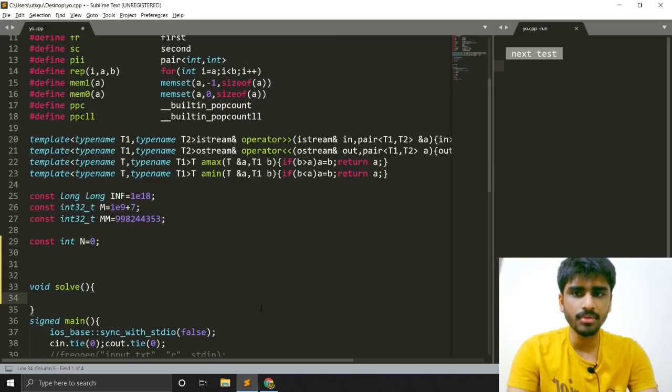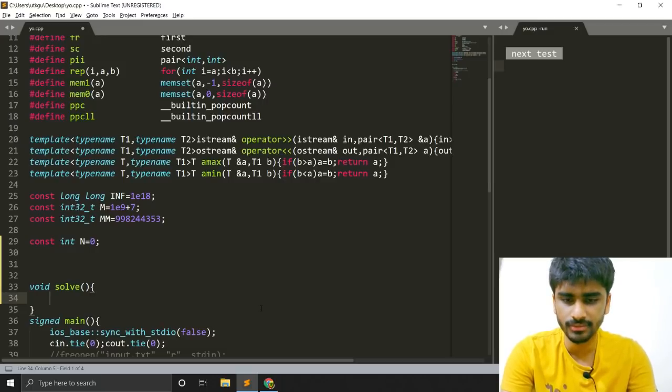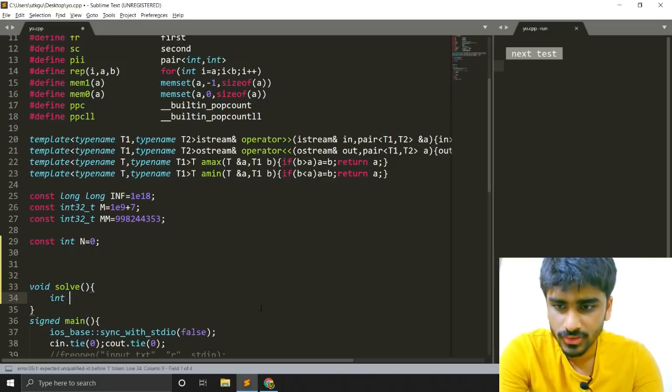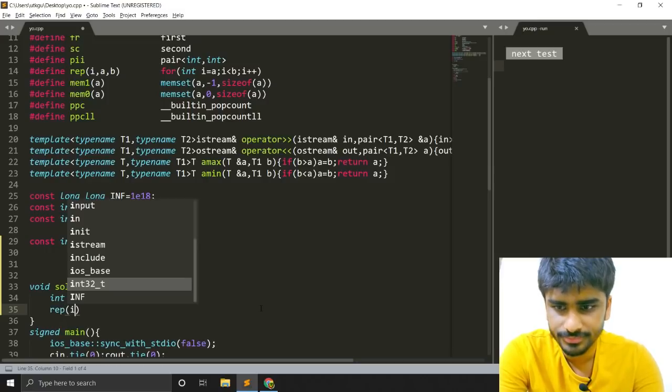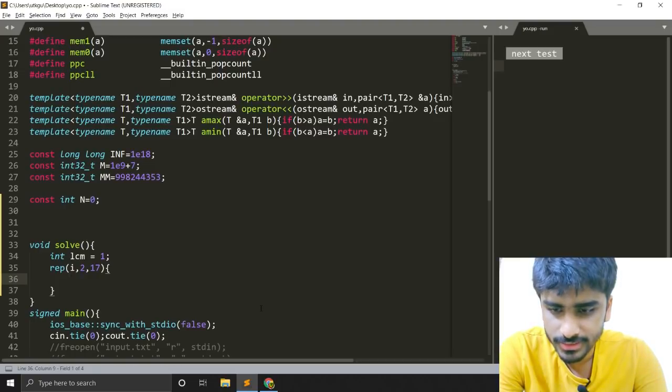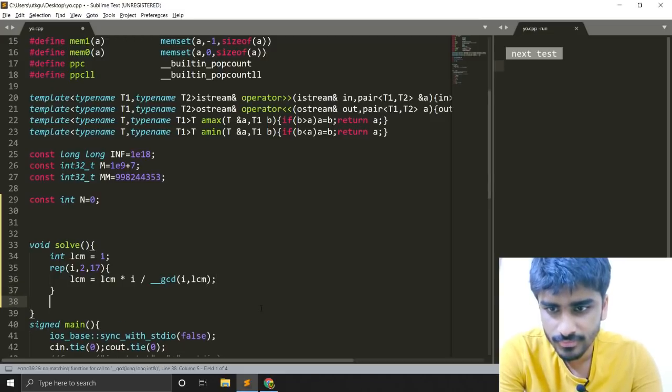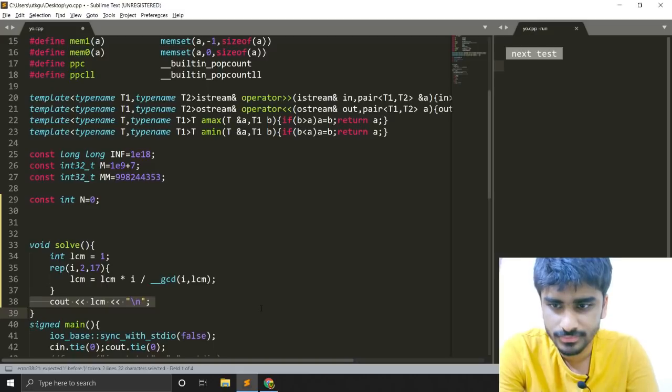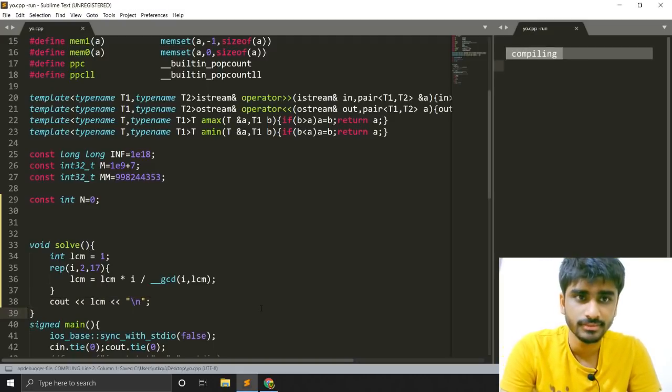So I'm going to take the LCM of all the numbers between 1 till 16. So let's say the LCM equals 1. Okay. So till 16, I'm going to take the LCM of all the numbers. And LCM equals LCM into I divided by GCD of I comma LCM, right? Let's see the LCM of all the first n numbers, all the numbers from 1 till 16.